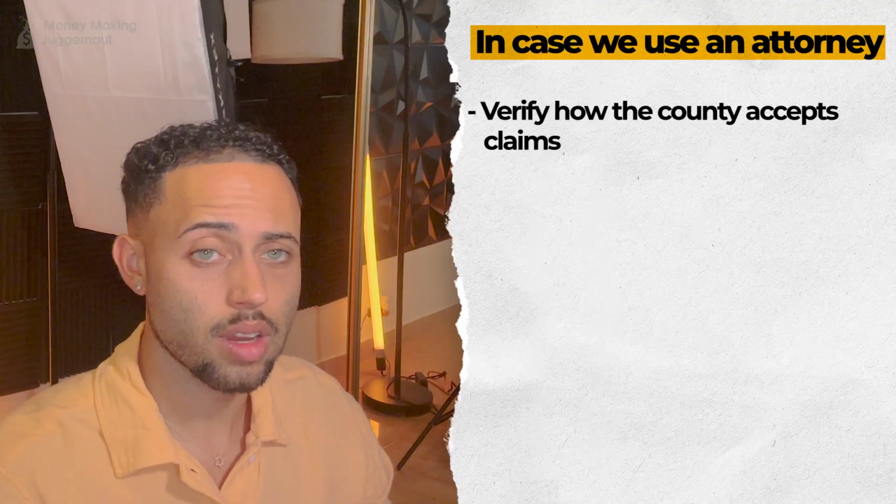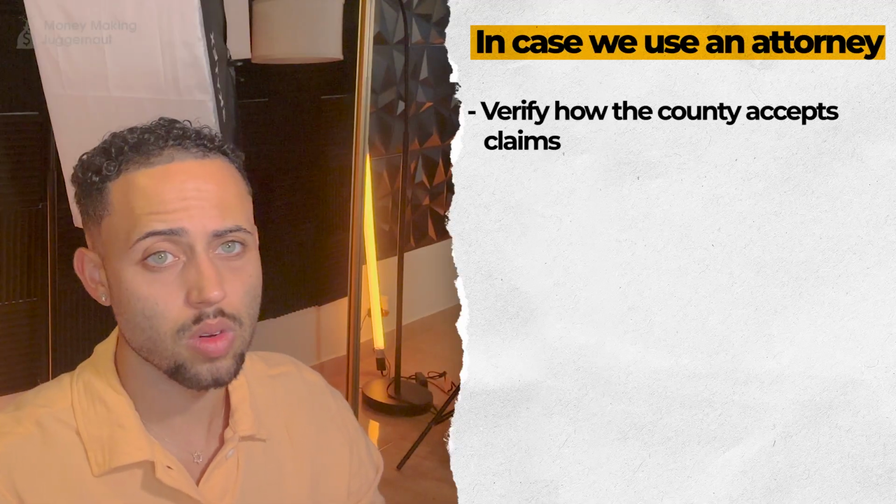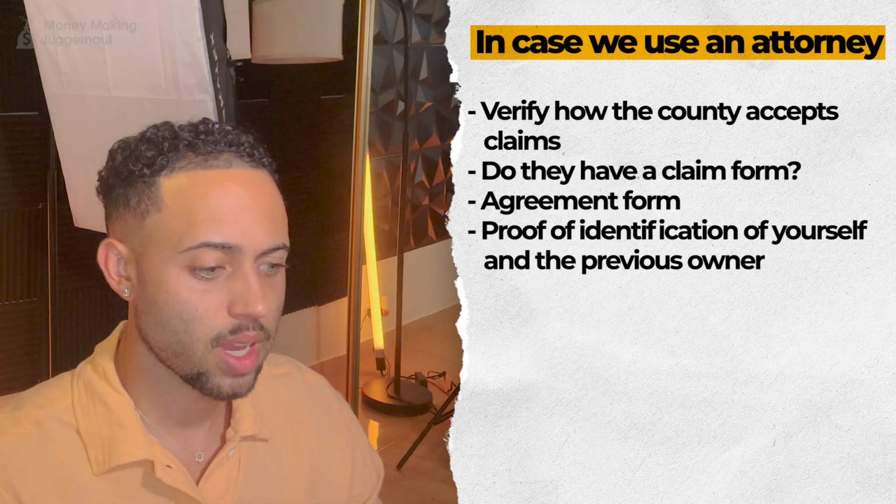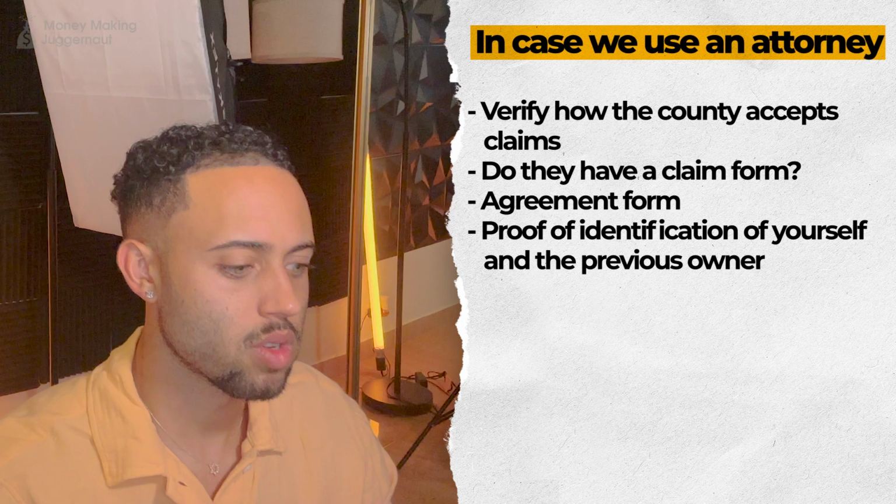Checklist if you're doing assignment of interest, meaning that the client has assigned all interest to yourself. This is an easy way to make sure that your check gets sent to your company. No disputes, it's now your claim. First thing, we want to verify how the county accepts claims. Once again, original, email, fax. Do they have a claim form? Agreement form, proof of identification of yourself and the previous owner.